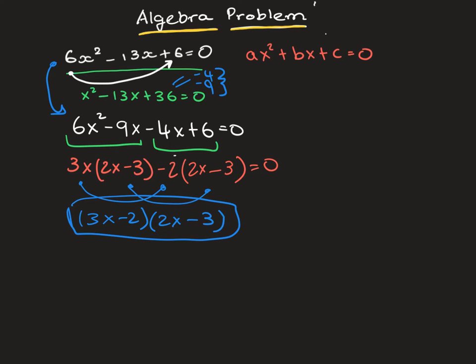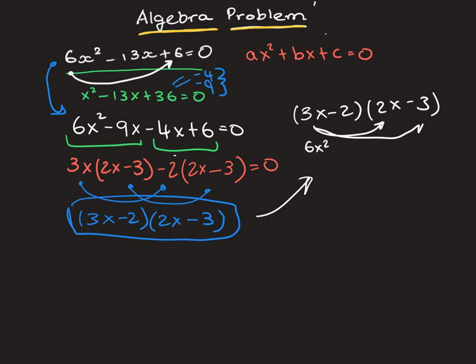And when expanded, we'll just take this and expand it. So 3x minus 2 times 2x minus 3. We'll just use the method of FOIL. So that becomes 6x squared. 3x times negative 3 is minus 9x. Negative 2 times 2x is minus 4x. And negative 2 times negative 3 is plus 6. So that'll become 6x squared minus 13x plus 6. And that's our original equation. So we know that 3x minus 2 times 2x minus 3 is our final solution.